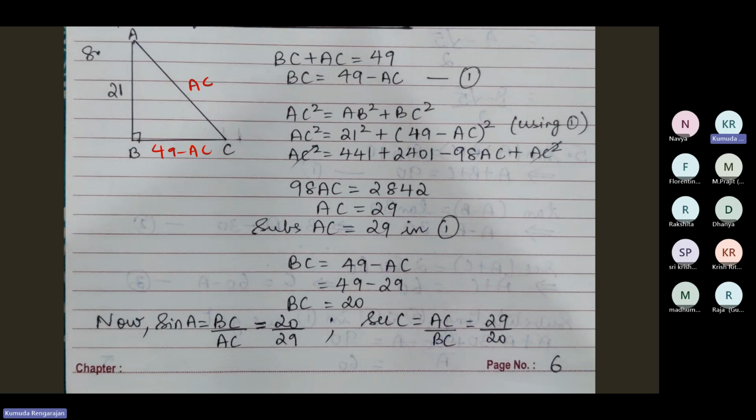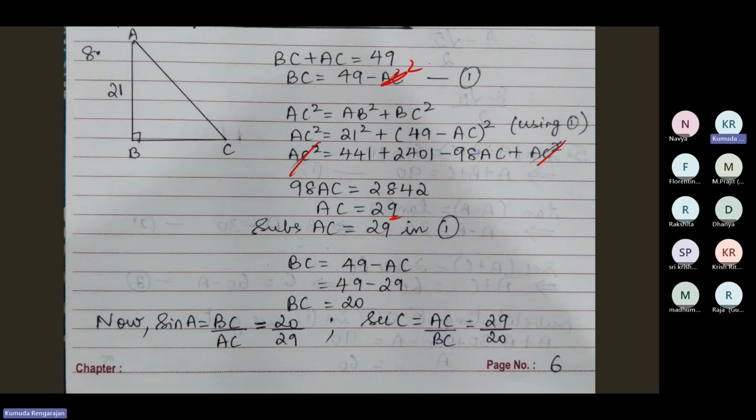So Pythagoras theorem, AC square is equal to AB square plus BC square. While expanding this, you'll have to be careful. A minus B the whole square is A square minus 2AB plus B square. Don't forget to write this middle term, minus 2AB. So AC square on either side gets cancelled. So on solving, you find AC is 29.